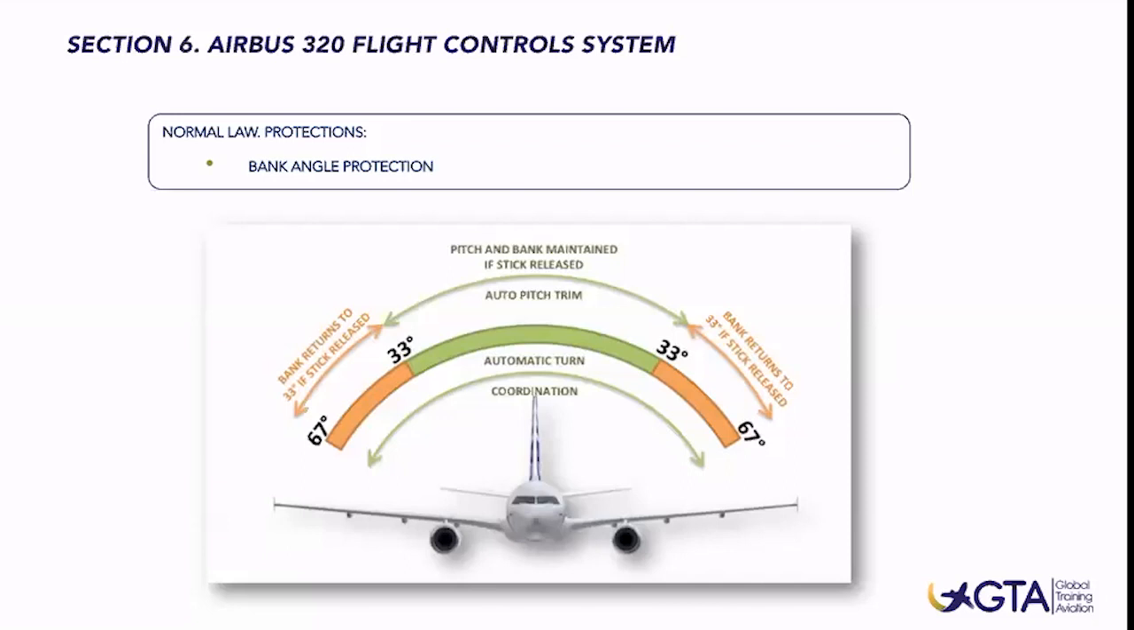Well, if we apply side stick deflection over 33 degrees and up to 67, and the pilot releases the side stick, remember that this bank angle will turn back to 33 degrees and will stay there. And this is basically how this system works. We do have this turn coordination over the whole range from 0 to 67 degrees.